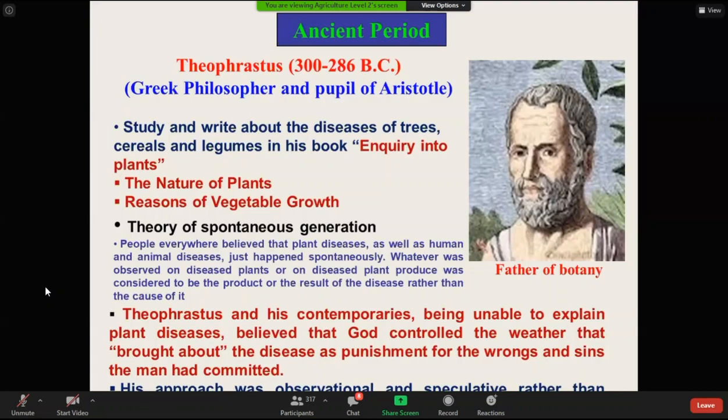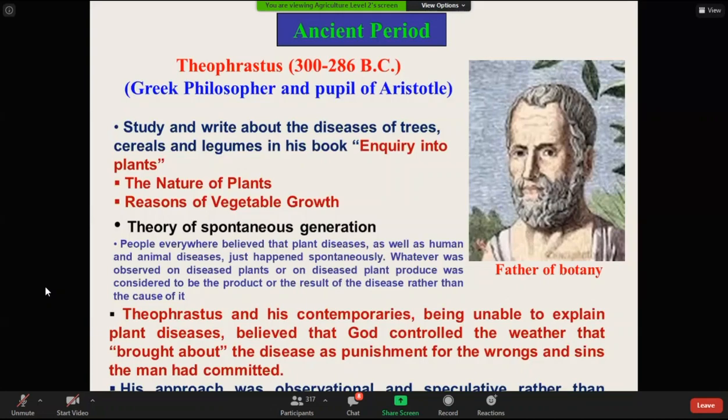And in this phase, the only scientist who contributed to the development of plant pathology was called Theophrastus. What is the name? Theophrastus. So if someone asks you to write the contribution of a scientist in the ancient period of plant pathology, then Theophrastus, Greek philosopher, and he was the student of Aristotle.